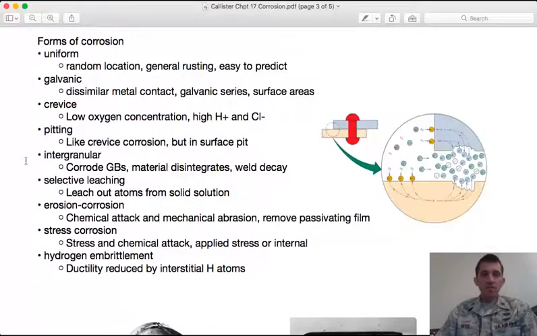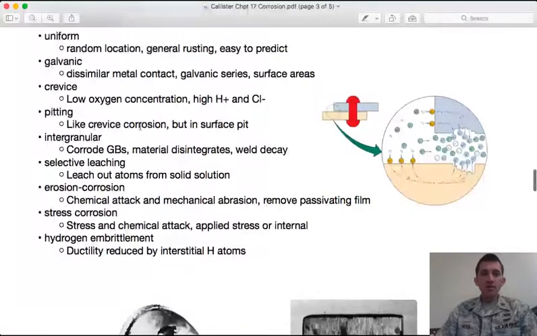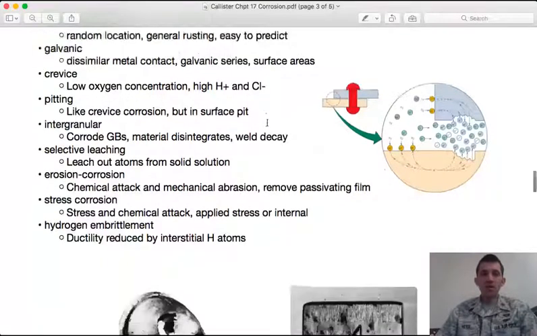Similar is pitting, which is like crevice corrosion, except you're not between two plates or in a confined area like that. It's on a horizontal surface where you essentially create the same conditions at one point on the surface that forms a pit, and you have the same sort of concentration of corrosive species in that pit.